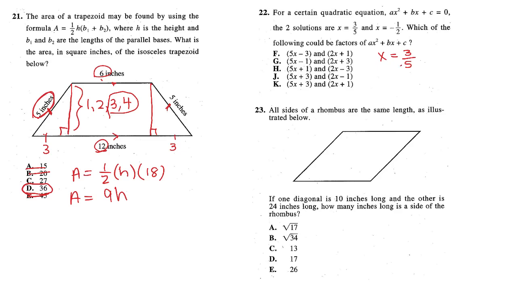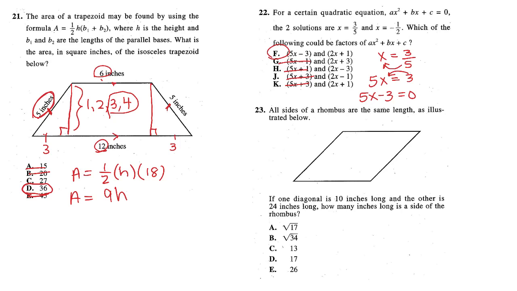That means I would have moved the 5x back over, and then I would subtract my 3 back over. So 5x minus 3 equals 0. That would have been one of them. So, wow, look, that automatically eliminated all of them but F. So that was pretty easy.